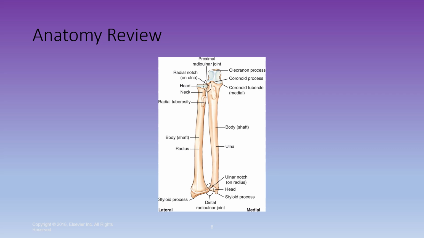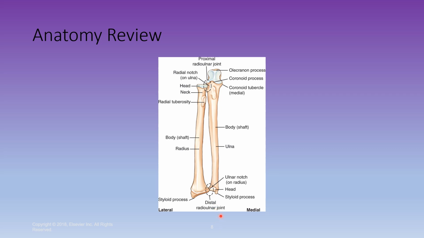This next image here is also on 128, figure 4.14. I would tell you that this is the radius. This is the ulna, so we know that this is in an AP position because the bones are not crossed over one another. So this would be thumb side, this would be fifth digit side.